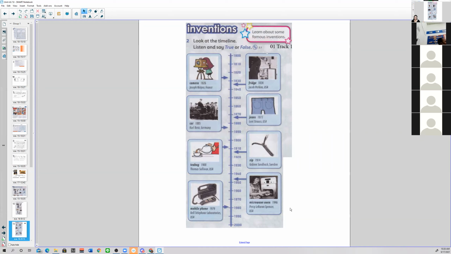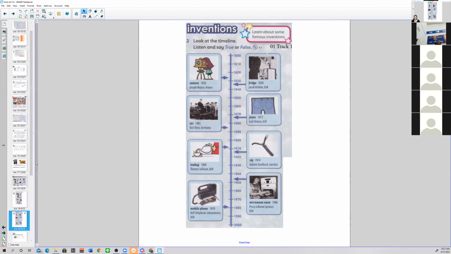A microwave oven, also in the USA, and a mobile phone. Look at the mobile phone. Imagine people have to carry that with them everywhere. But that's a good start, right? Because now we have a smartphone, which makes our life so much better. Okay, you look at the timeline already. You listen and say true or false.